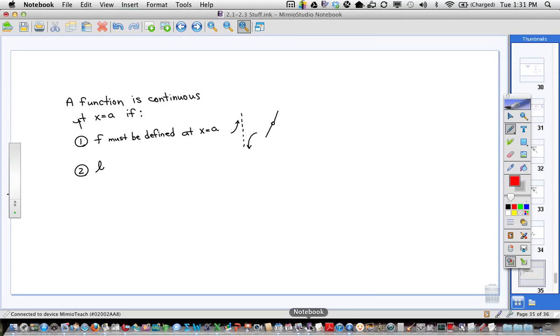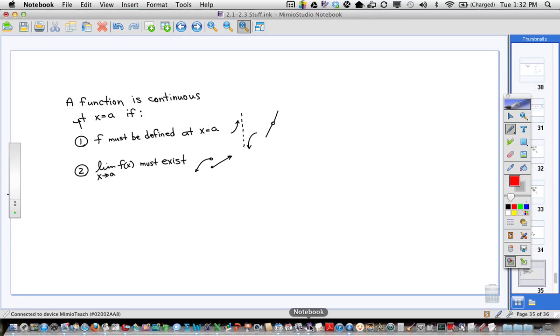Okay, second thing, the limit as x approaches a of f of x must exist. Okay, the limit must exist. Now, what would a graph look like where the limit does not exist? Like a break, right? Like that break we talked about. So you could have a graph coming in like this, and then going like that. There's some break. Clearly, that function is not continuous.